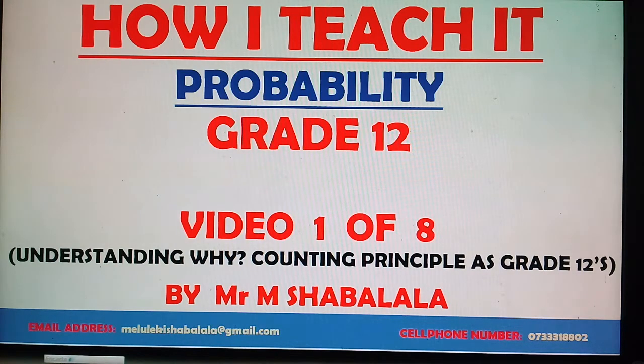Ladies and gentlemen, let me take this opportunity to share with you the beauty of mathematics in probability, Grade 12. Specifically in Grade 12, we are going to look at the fundamental counting principle for Grade 12 probability.